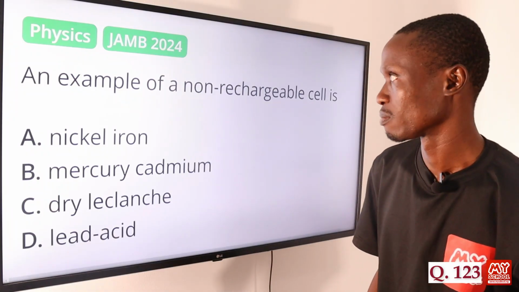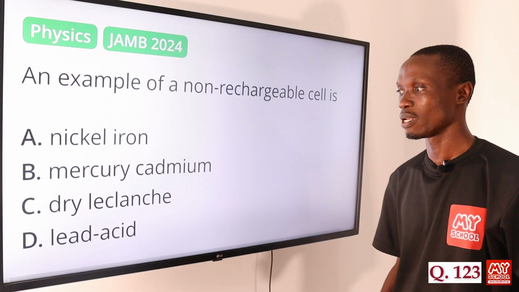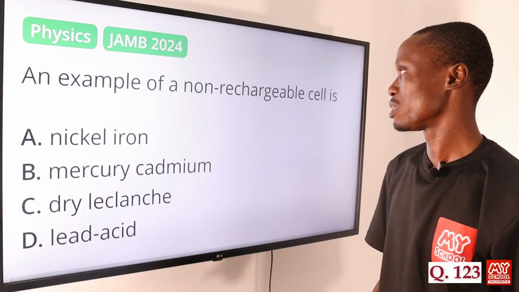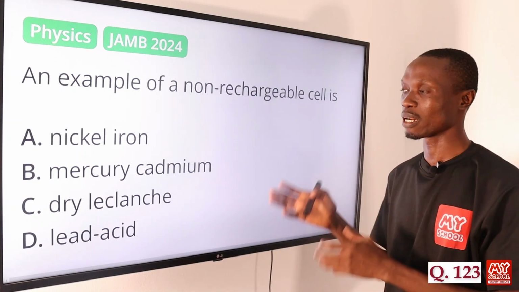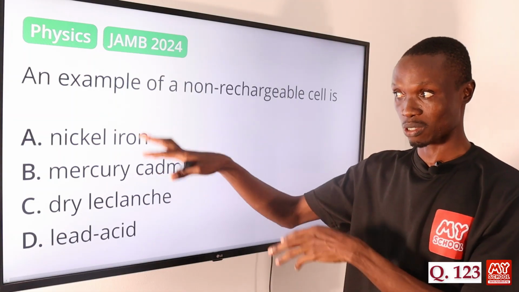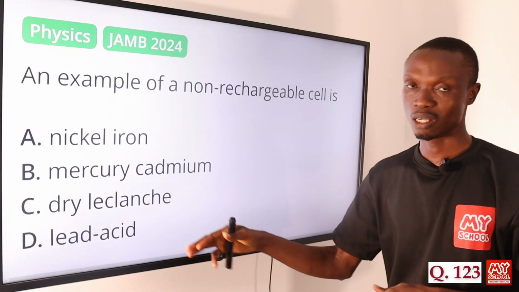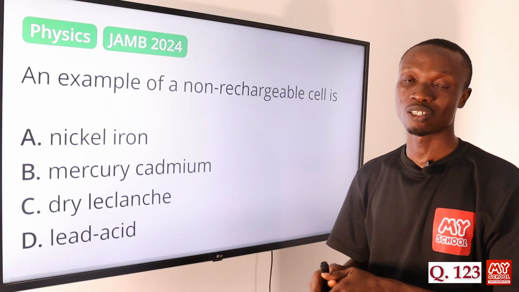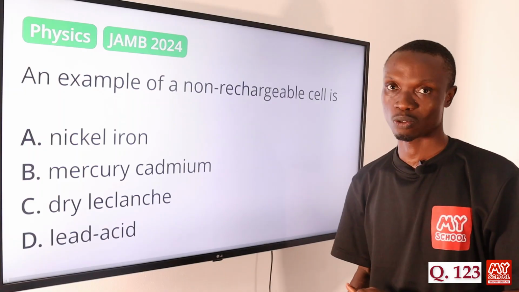Question 123. An example of a non-rechargeable cell is A, nickel iron, B, mercury cadmium, C, dry Leclanché, D, lead acid. So the answer to this question is option C, dry Leclanché. Dry Leclanché is an example of a non-rechargeable cell among all of the different types of cell listed in the options here. The rest, option A, option B, option D, are all rechargeable. But for option C, whenever the energy stored in it is depleted, that is the end of the cell. So the answer to this question is option C.